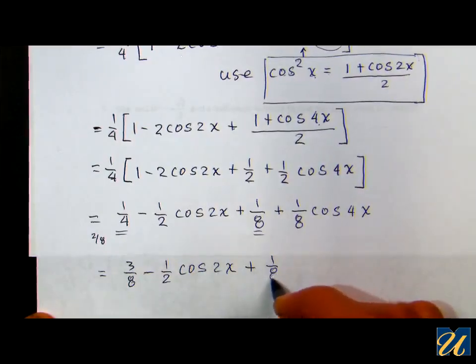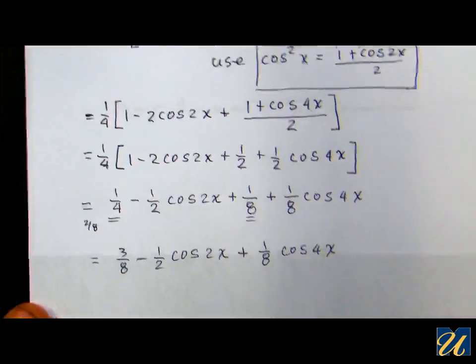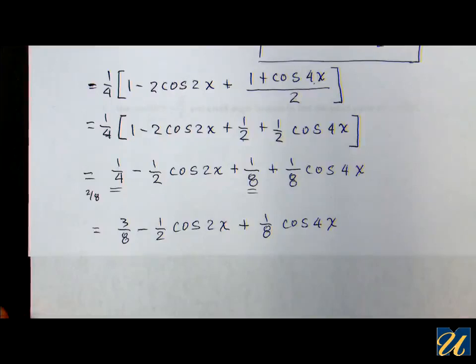Plus 1/8 cosine 4x, and we are done. We have now an expression that does not contain powers of trigonometric functions greater than 1. So we got rid of the exponent in the original sine to the 4th, and we've traded the exponent for multi-angles. That's the trade-off: multi-angles result instead of originally having powers of trig functions.